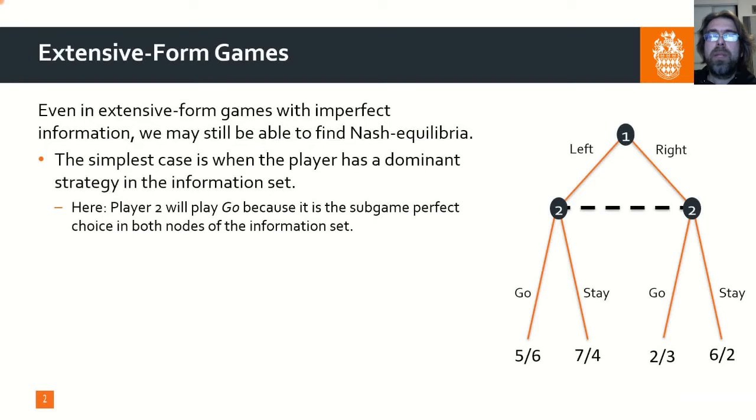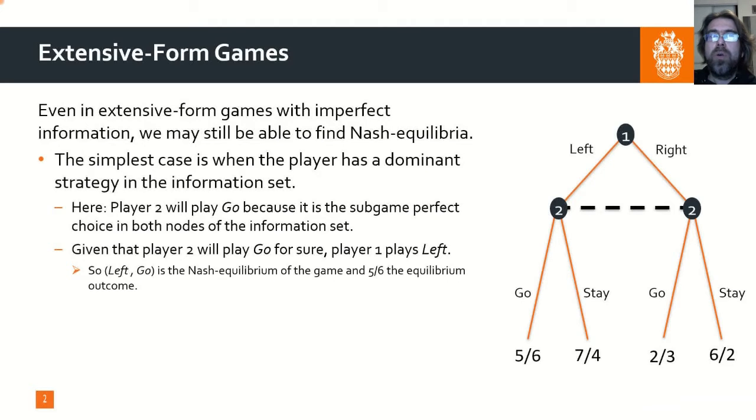On the left, playing Go yields a payoff of 6 for player 2 instead of 4 for playing Stay, and in the subgame on the right, playing Go yields a payoff of 3 instead of 2 from playing Stay. Given that player 2 will play Go for sure, player 1 will play Left. So Left, Go is the Nash equilibrium of the game and 5, 6 the equilibrium outcome.